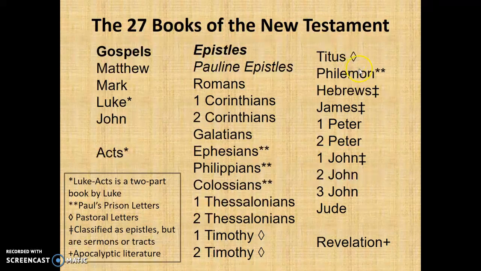And then some of the other epistles that aren't Paul's are sometimes thought of as sermons. They may have been sermons or little tracts that people passed around, and that eventually became letters. So Hebrews is one of those, James, and 1 John as well. The very last book in the New Testament is Revelation, and it belongs to a very special genre. It does have epistle in it, and prophecy as well, but it also contains a lot of apocalyptic literature, which is a genre of its own, which we will discuss when we get to Revelation.